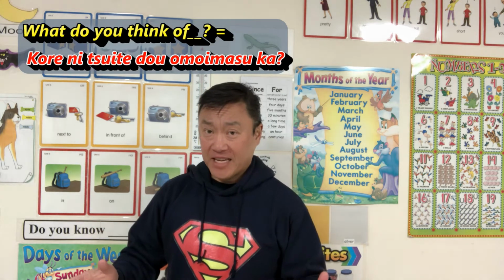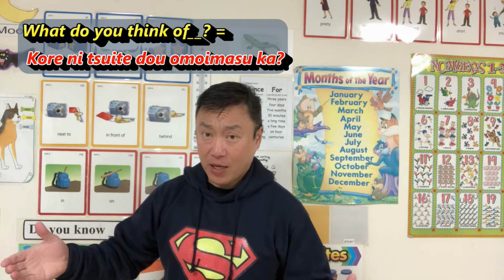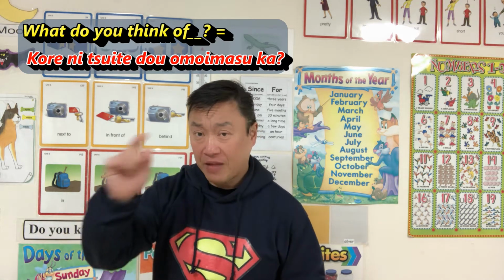Today I'm going to teach you how to teach your Japanese students the question, what do you think of? To say that in Japanese is, これについてどう思いますか? Or どう思う? I'll have that written. And I'm going to show you some flashcards.